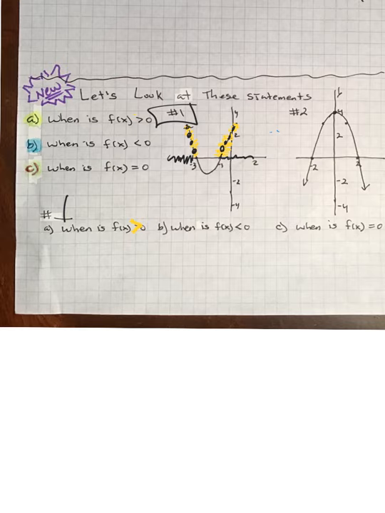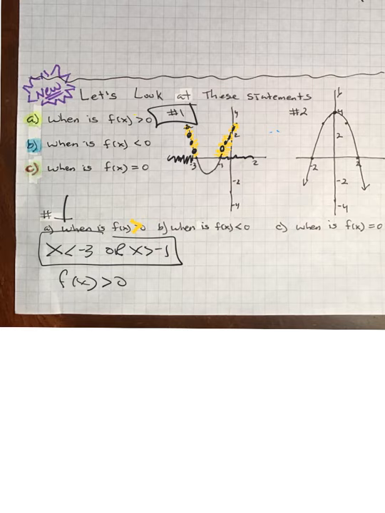When the y values are above 0, we say the x values are to the left of -3 or the x values are greater than -1. That's when f of x, that's when the y values are greater than 0. So the x values are to the left of -3 and to the right of -1. That will give you the y values bigger than 0.